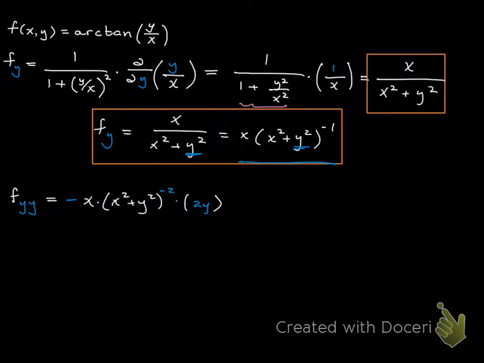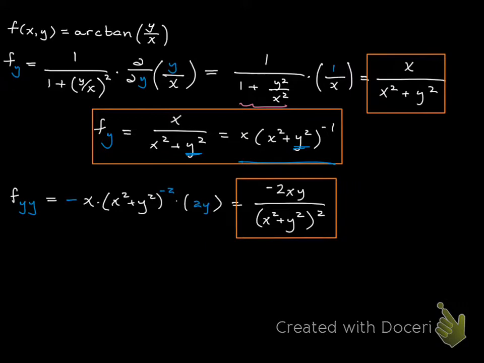Simplify a bit. I'm going to bring x squared plus y squared to that negative exponent down to the denominator, and a negative 2xy is left over in the numerator. There's the second order partial with respect to y. Okay. All that's left is my mixed partial, my partial with respect to y, and then x.